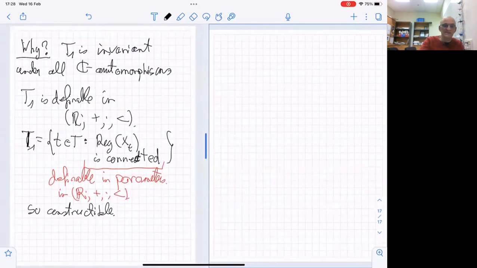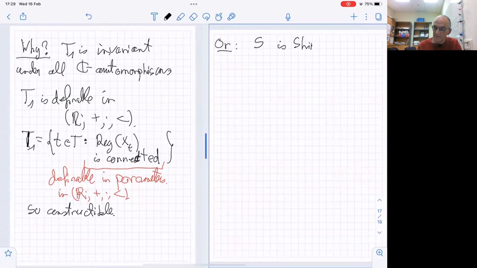And I'll just put one example, which is more technical. If you know what it is, okay. If not, don't worry about it. I'm sorry, I'm using this fancy word. S is a Shimura variety.